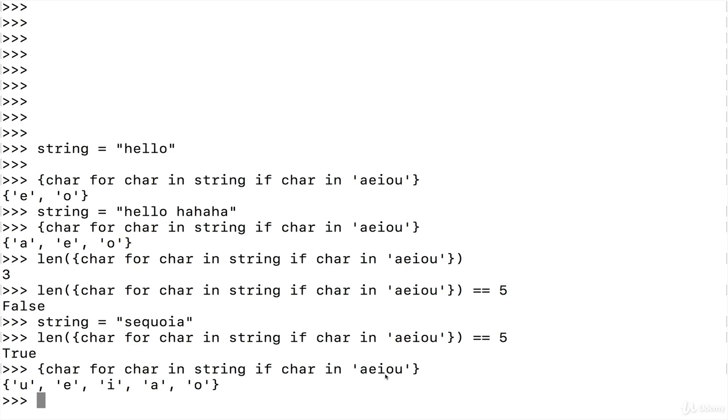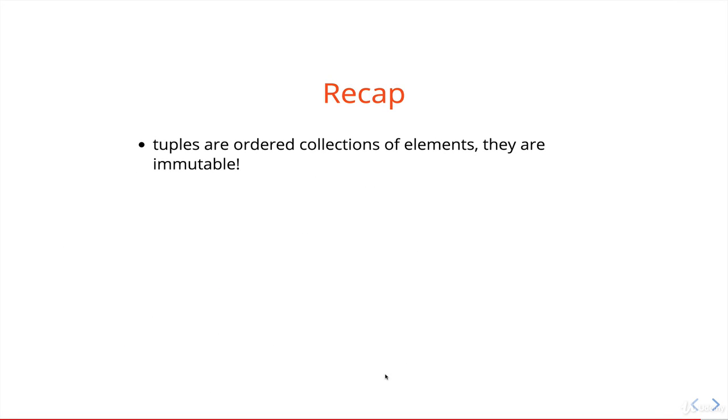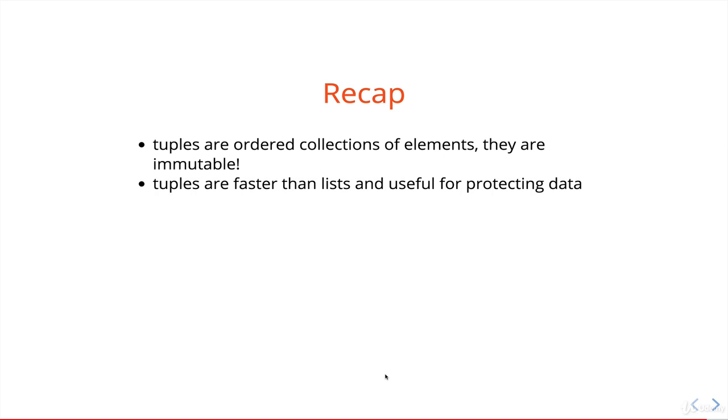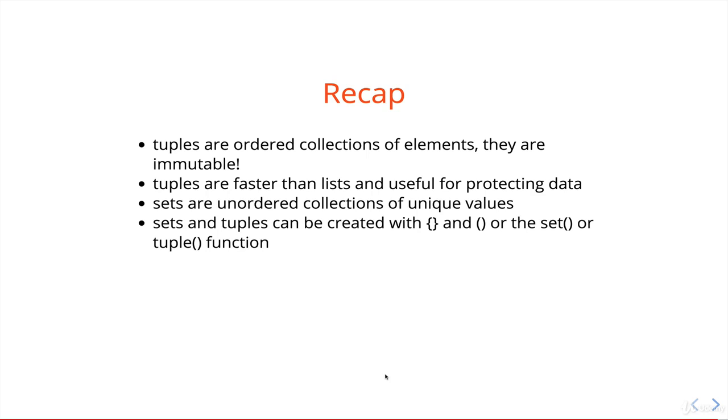Let's just quickly review what we covered. So, tuples are ordered collections of elements, and they are immutable, meaning they do not change. You make them and you leave them how they are. And again, there's an order. Tuples are faster than lists, and they're useful. Sets, however, are unordered collections of unique values. So there is no order guaranteed. There's no order at all. And they are not immutable. We can add and remove using the methods add and remove. Sets and tuples can be created either with the curly braces and parens, or the set or tuple function respectively.